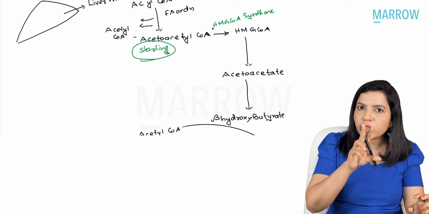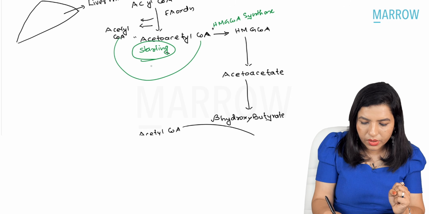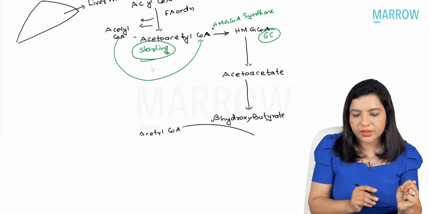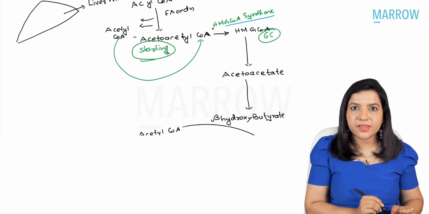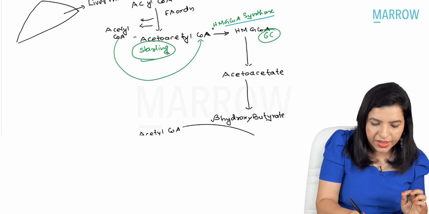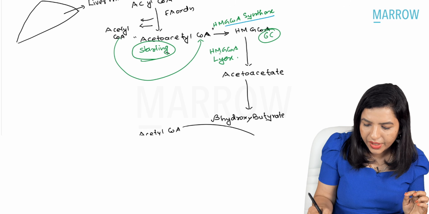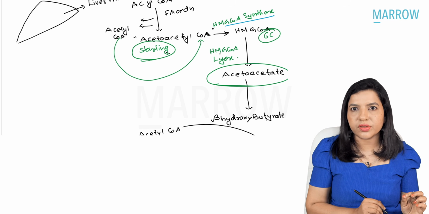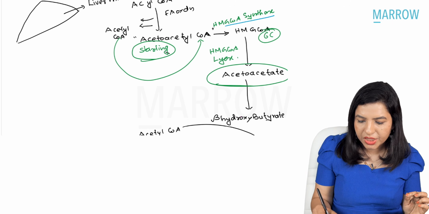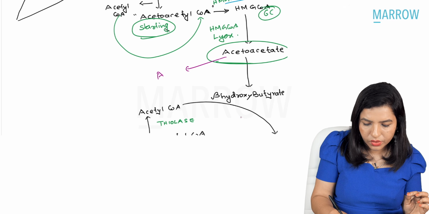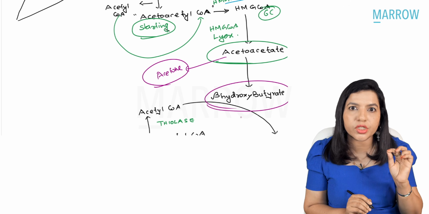This is the starting substrate for ketone body synthesis, where the acetoacetyl coenzyme combines with the acetyl coenzyme to form a 6 carbon compound, and that is called HMG coenzyme. For this, the enzyme is HMG coenzyme synthase. Then the next step is HMG coenzyme lyase, where the primary ketone body called acetoacetate is produced. Now this acetoacetate is converted to beta hydroxybutyrate and also to acetone. Acetone and beta hydroxybutyrate are the secondary ketone bodies.